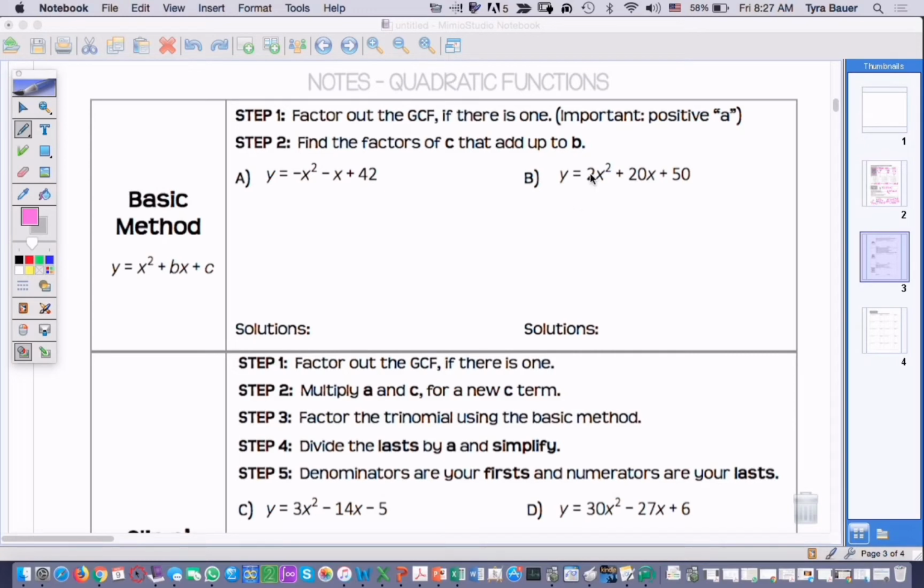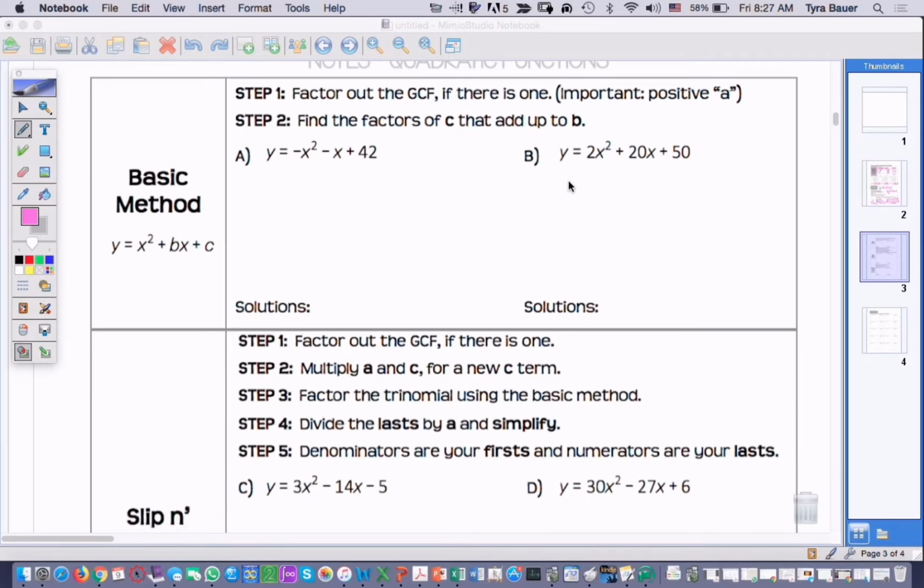All right, next page. Now we're going to learn the basic method. So we did GCF. Now we're doing the basic method. Okay, and that is you take the factors of C. Factors means they're being multiplied. That add up to B. So factors of C have to add up to B. Step 1, factor out the GCF if there is one. Okay, and it's important that we have a positive A. Step 2, find the factors of C that add up to B.